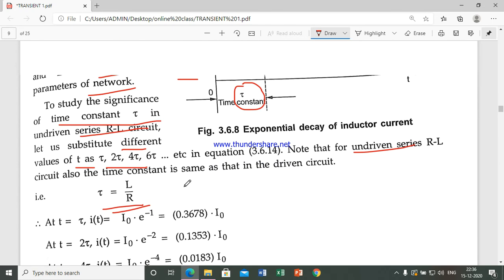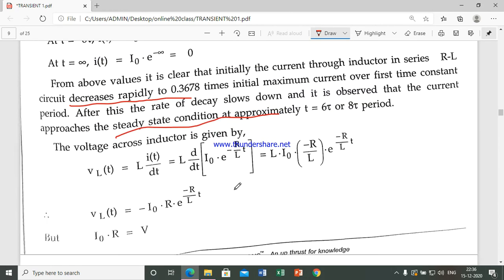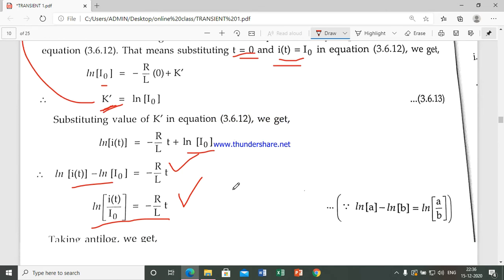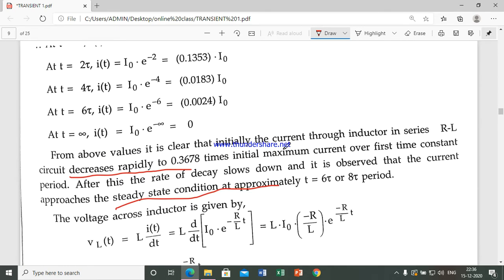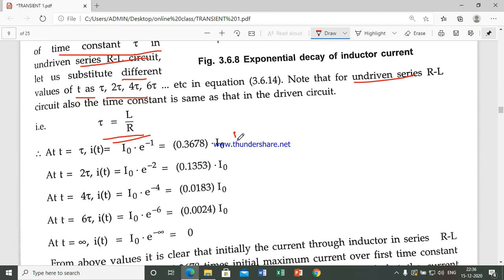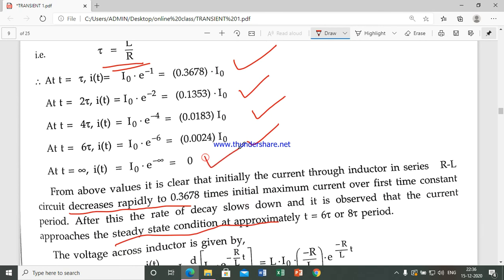Substitute this in the above expression of i(t). In the i(t) expression, if you substitute this, what is the i(t) expression? You can see here. In place of this, substitute t equal to L by R. Then if you solve this, for t equal to tau you will get this, 2 tau you will get this, 4 tau you will get this, 6 tau you will get this. For infinity you will get this. For infinity it represents that your current i(t) will be 0, meaning your inductor is completely discharged.